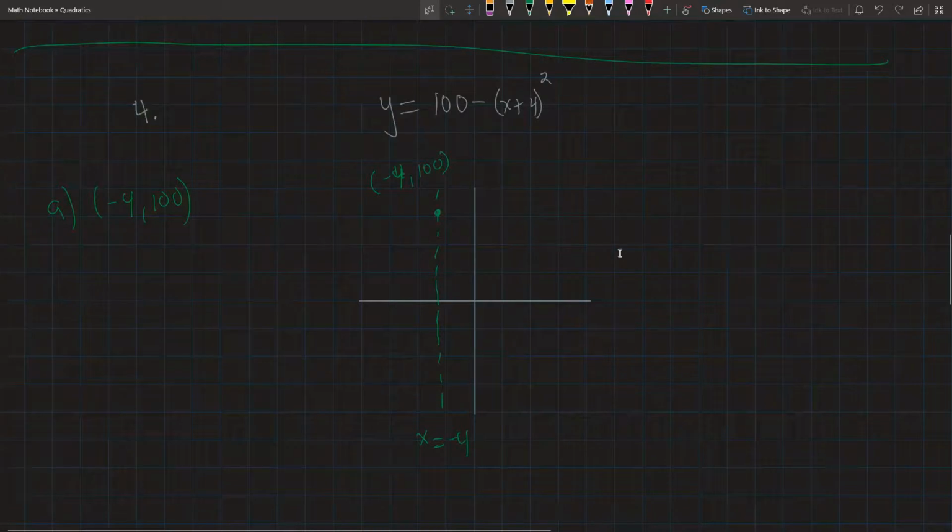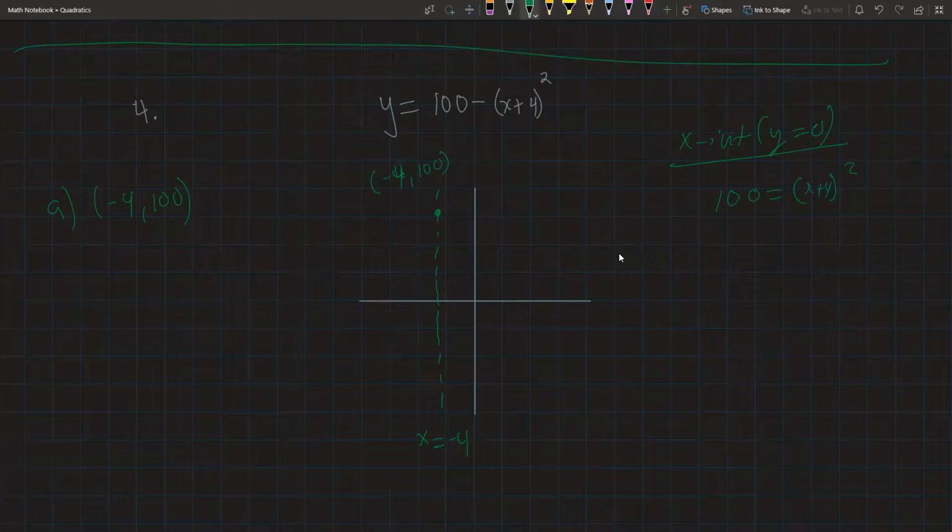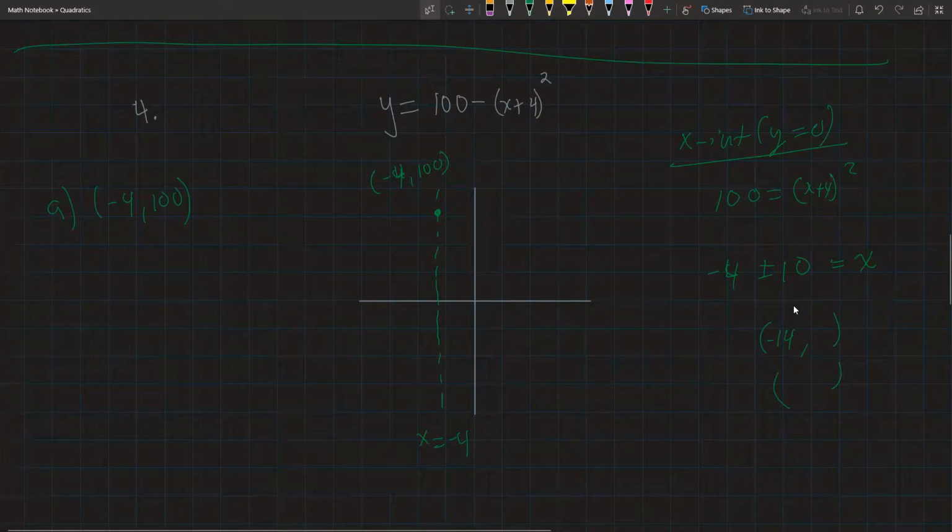And then we were going to find x and y intercepts. X intercepts, that's right, y equals 0. So therefore we can immediately go to 0 equals 100 minus something squared. The something is x plus 4. And I like to write x equals negative 4, plus or minus 10. You check your own work at your own pace. Therefore, I know the intercepts are (-14, 0) and (6, 0). We got negative 14 by negative 4 minus 10. And now we do negative 4 plus 10, which is 6.